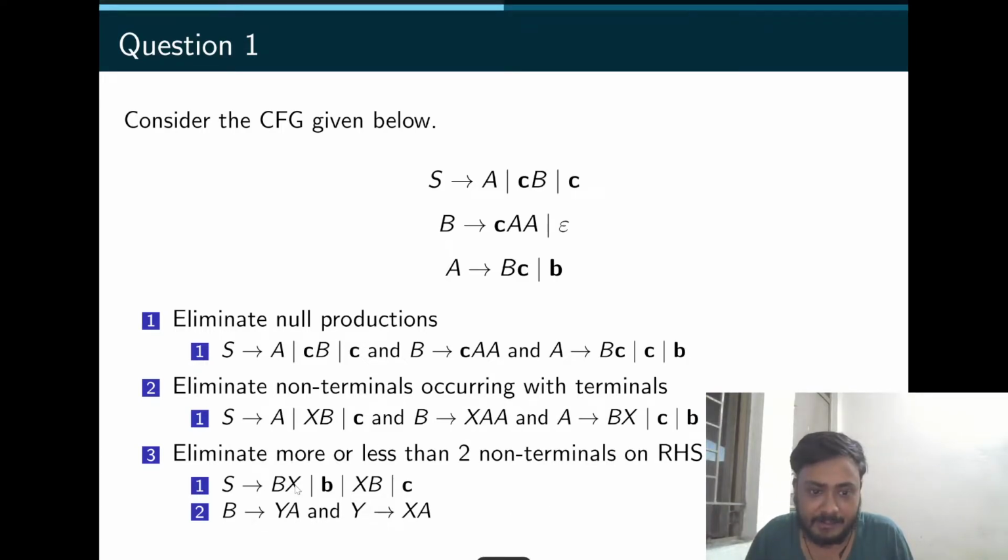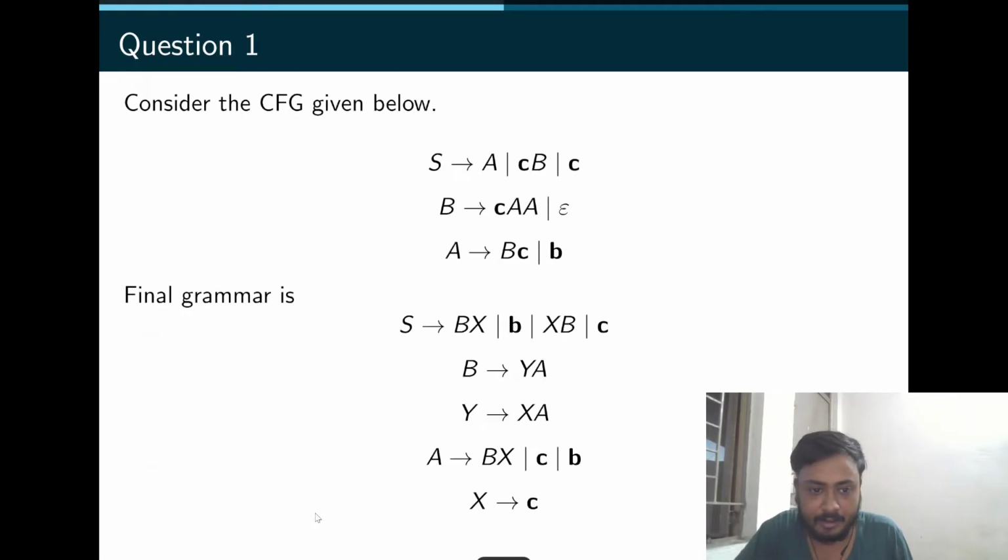So we have S gives BX or B or XB or C. Okay, so I'll just reiterate over here. S gives BX or B or XB or C. B gives YA and Y gives XA. And on the other hand, A gives BX or C or B and X gives C. So this becomes our entire grammar in CNF. So you can see all the rules have either two non-terminals on the RHS or a single terminal.